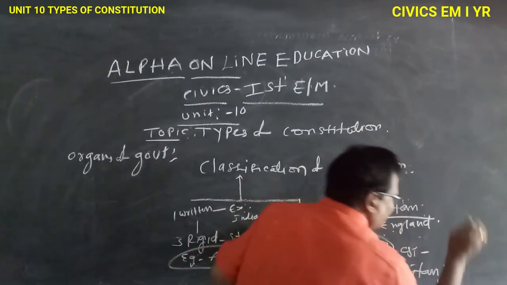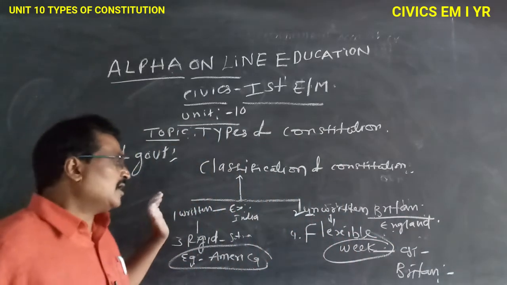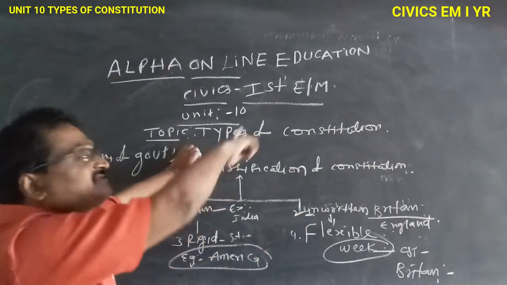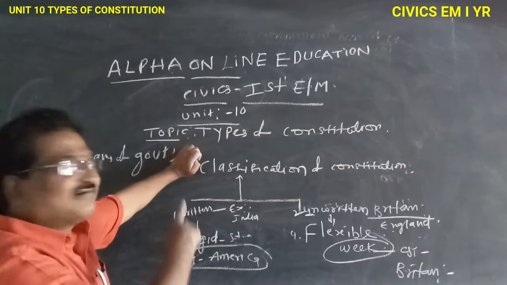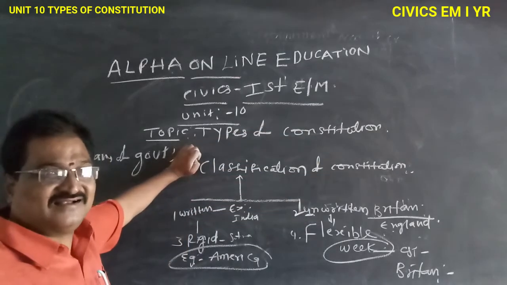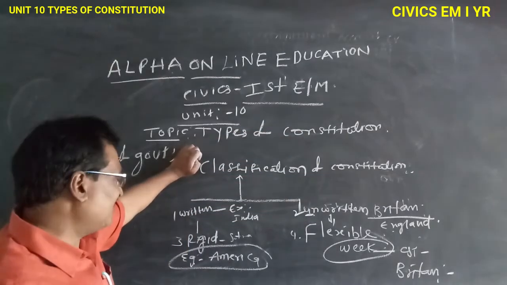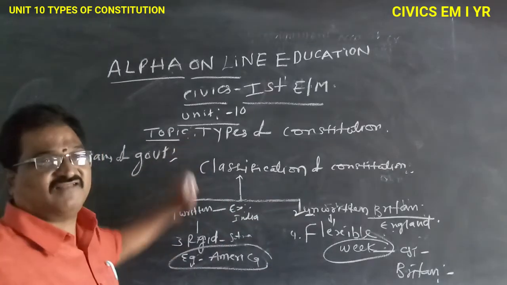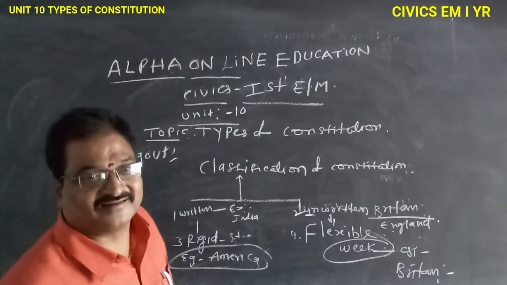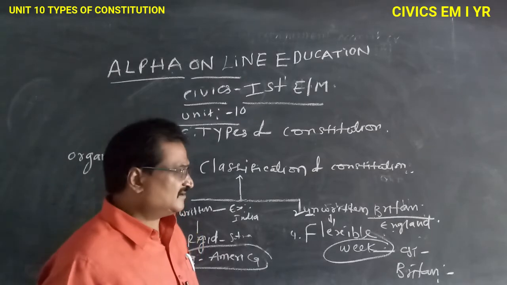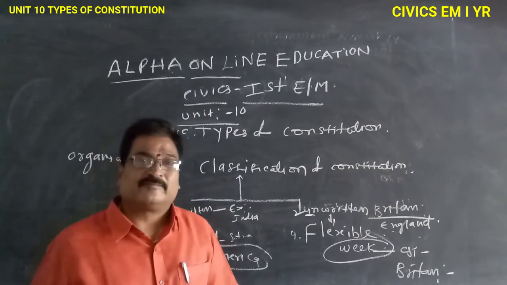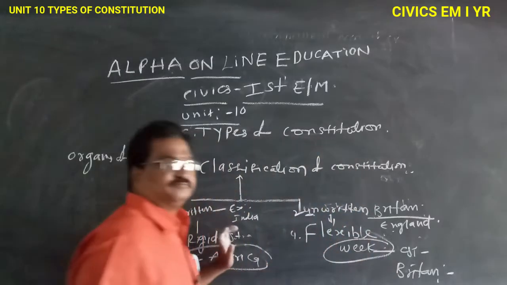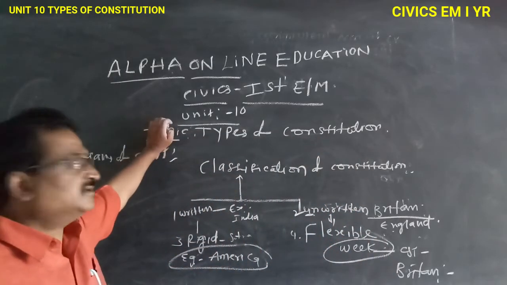The best example is Britain. So these four are kinds of constitution. The one kind is written, the second kind is unwritten, the third kind is rigid, and the fourth kind is flexible constitution. So here, the weak constitution.